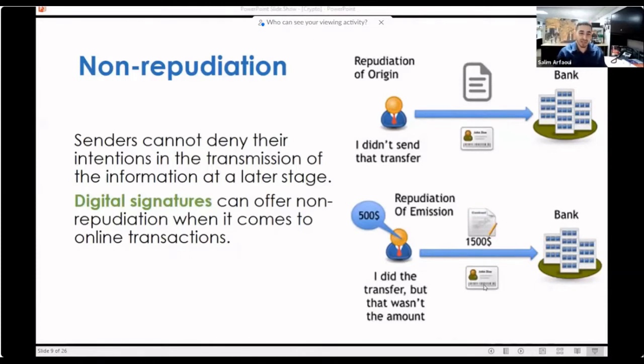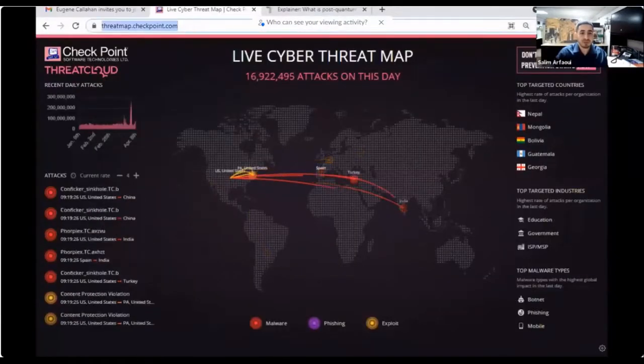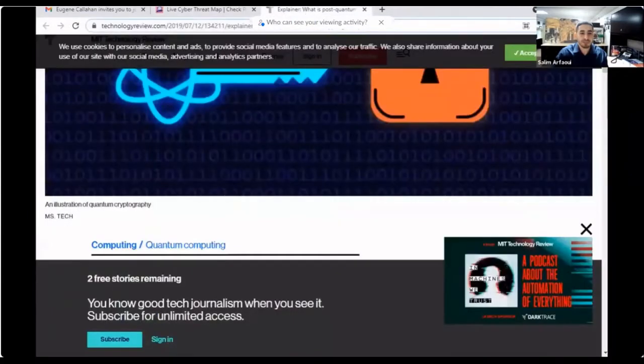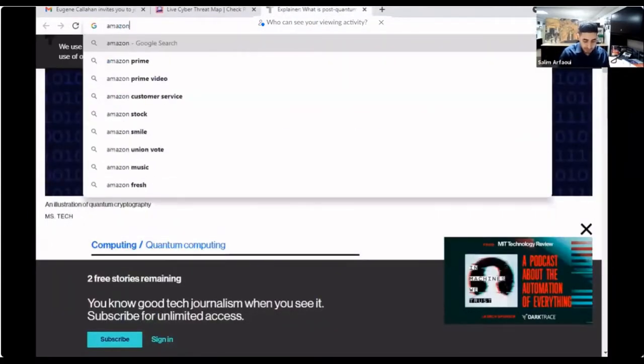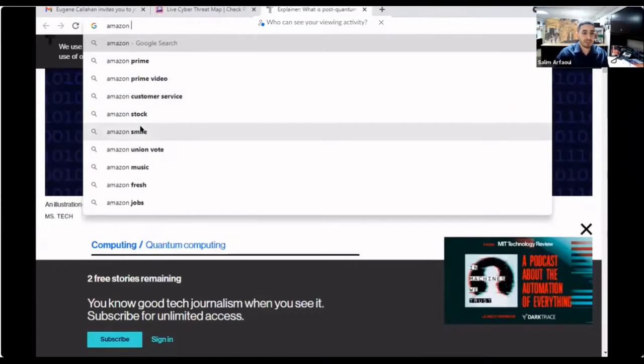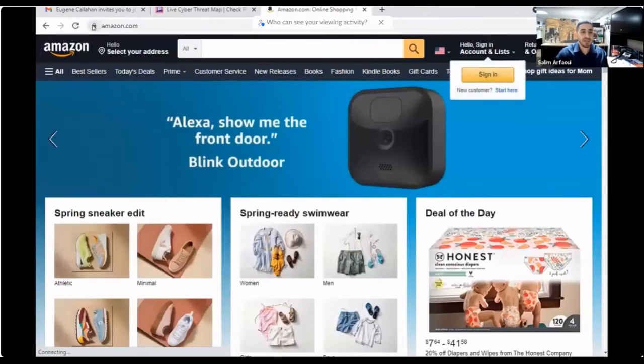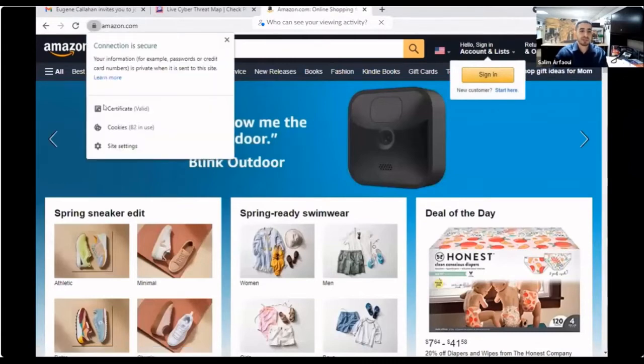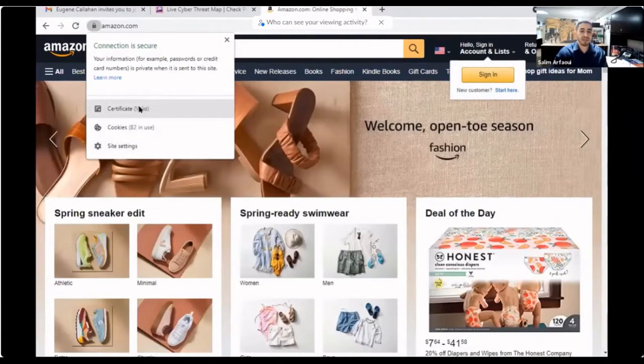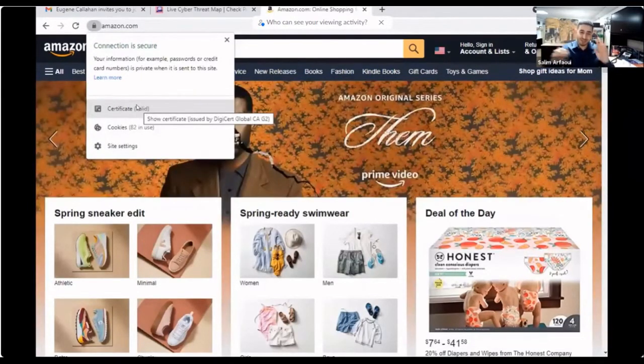So, for example, Amazon.com. If you open up Amazon.com, you're going to see that lock icon next to the URL, and you click on it and it will show you, let me actually show you what that means. So Amazon.com has a certificate. If you click on this lock right here, it tells you that the certificate is valid.